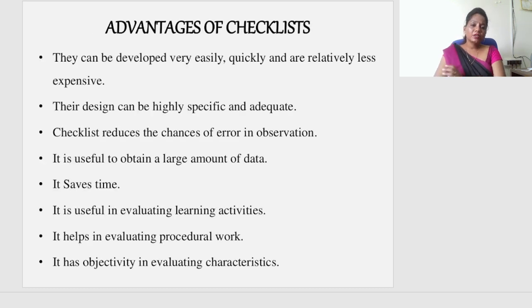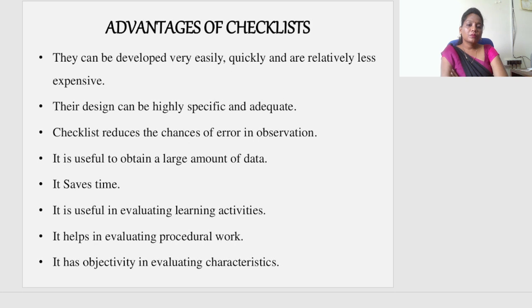And coming to the advantages of a checklist, it is really helpful to evaluate the individual across wide ranges like physical, social, economic and cultural. In different areas you can evaluate the individual by using a checklist, and it is very inexpensive, and the design can be highly specific and adequate. We can evaluate individuals very clearly, and a checklist reduces the chances of errors in observation. Because what needs to be evaluated is mentioned very clearly, it will reduce mistakes, errors or misinterpretations in the data also.